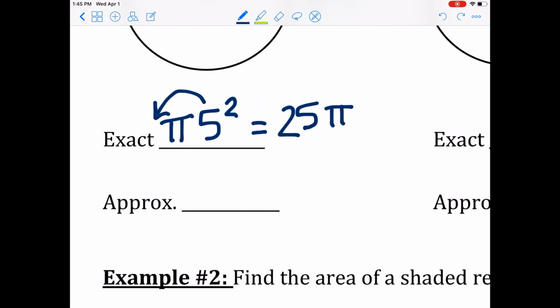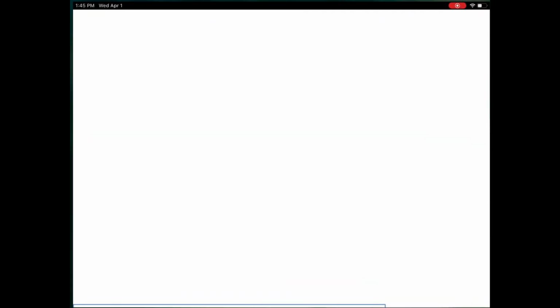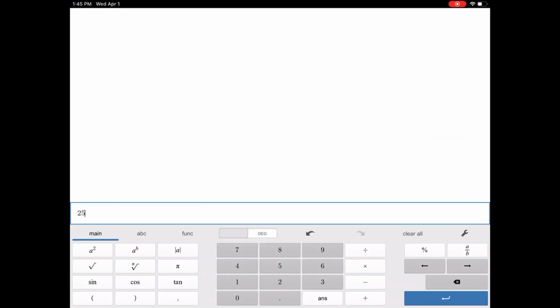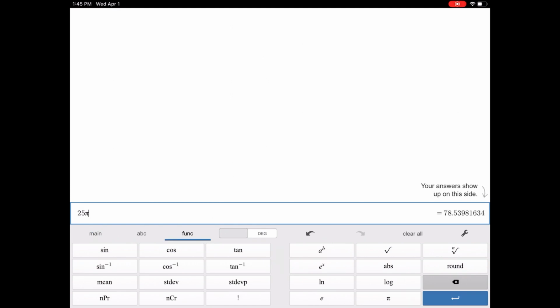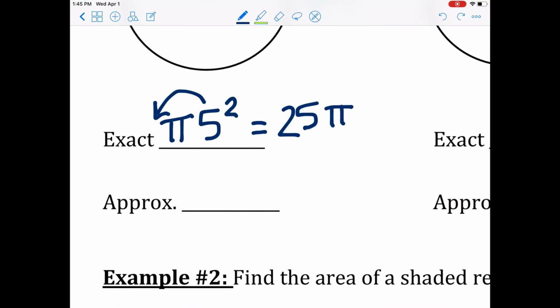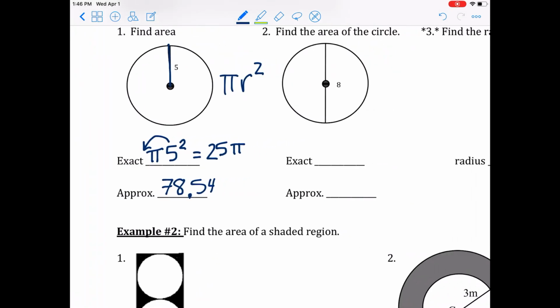So approximate, that's what it is when you multiply it in a calculator. So I'm going to go over to our scientific calculator. We're going to type 25 pi in, and we get 78.5398. So let's round it up. Let's do 78.54. Let's make that decimal a little bit more noticeable. And that's our first one.